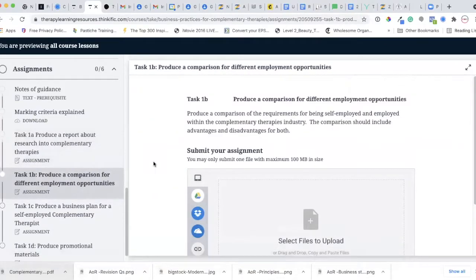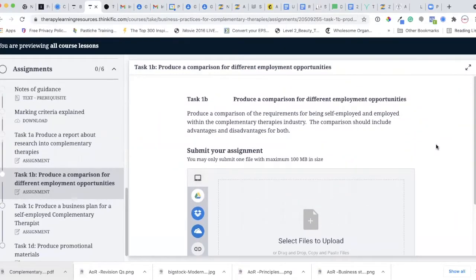This is actually very, very straightforward. So basically you've got a table, you're looking at being self-employed or employed, and within the self-employed you've got sole trader, partnership or limited liability company. What are the advantages and disadvantages with each of those? So very, very simple table form.